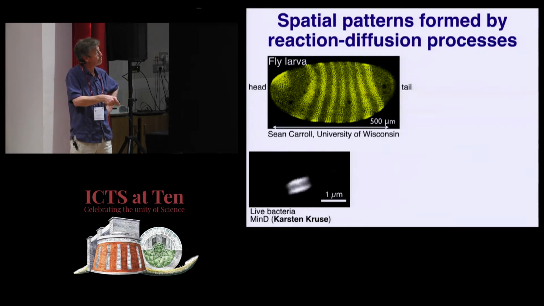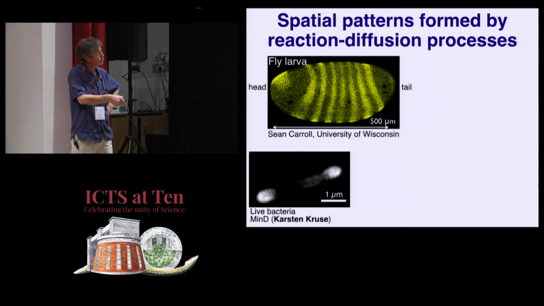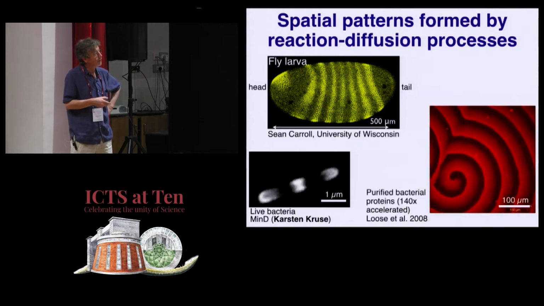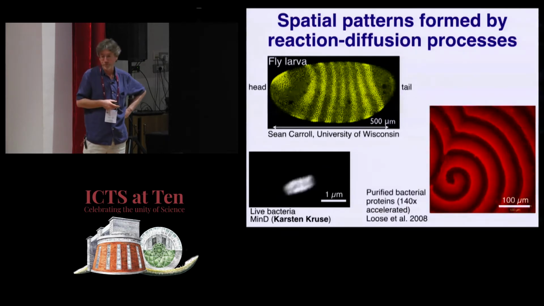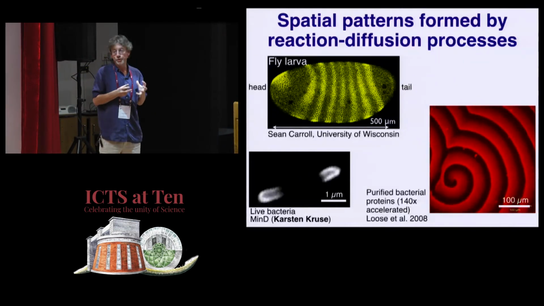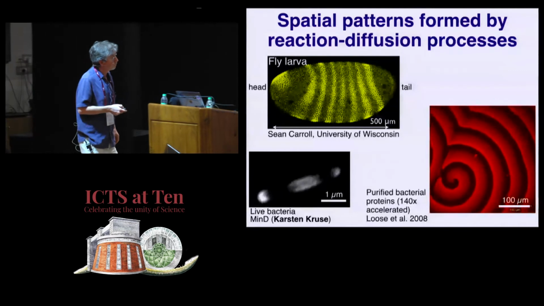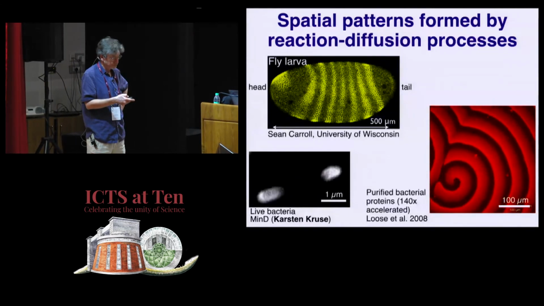This is the MinD protein oscillating in a bacterium, and where the concentration is the largest will determine where the cell division takes place. And remarkably, it's possible to purify just two proteins out of these bacteria, put them back together under the microscope, and in the presence of ATP, you get these beautiful chiral waves. And so these sorts of Turing-type patterns really do exist in biological systems, and are very, very important, for example, for bacterial division.